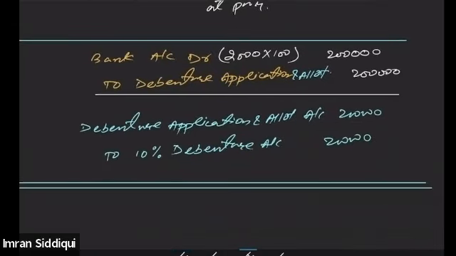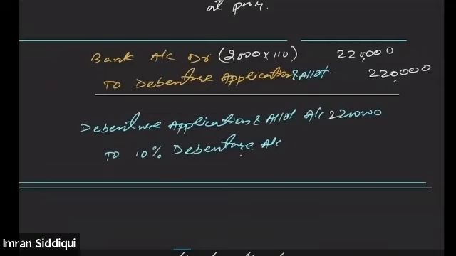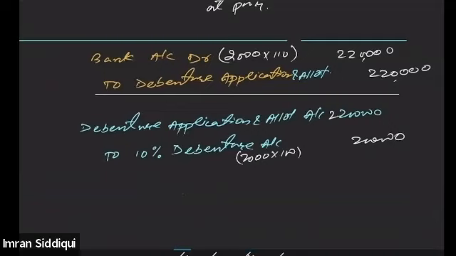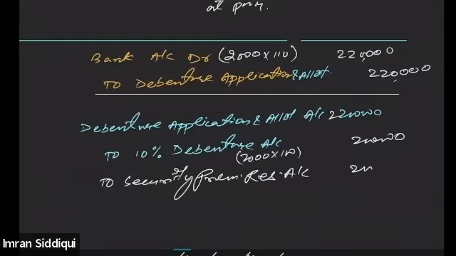So the entry will be bank account debit, 2,000 into 110, which will be 220,000. And debenture application and allotment 220,000 to debenture account. Debenture account will be credited by only 2,000 into 100, which is 2 lakh. And the balance amount will be transferred to security premium reserve account. This is when the debentures are being issued at premium.